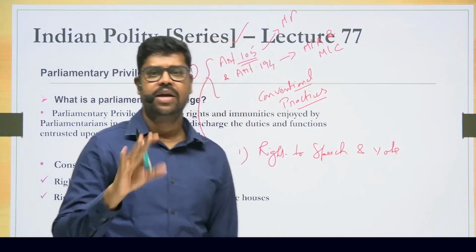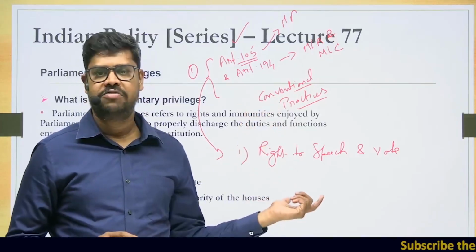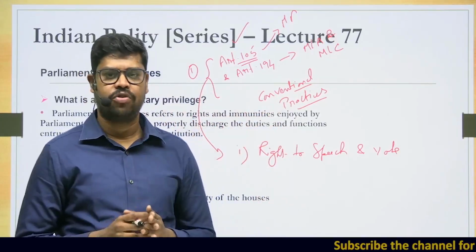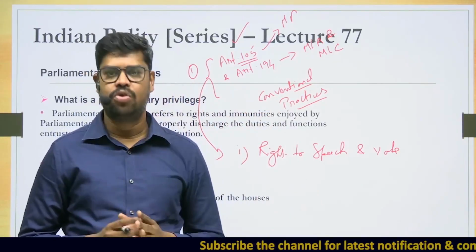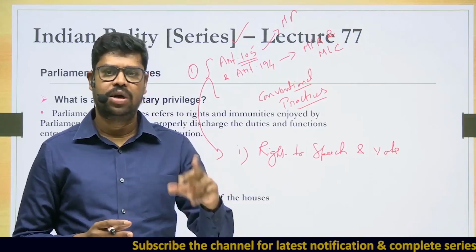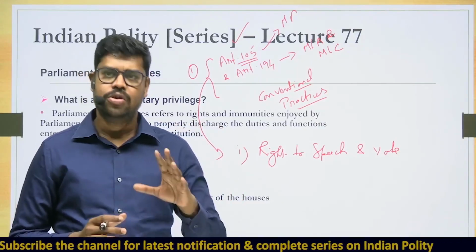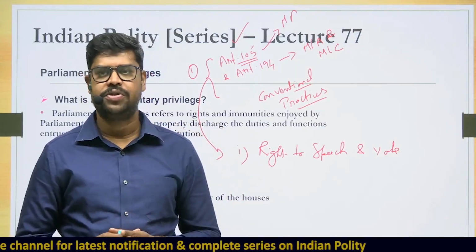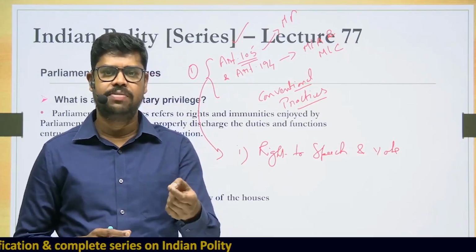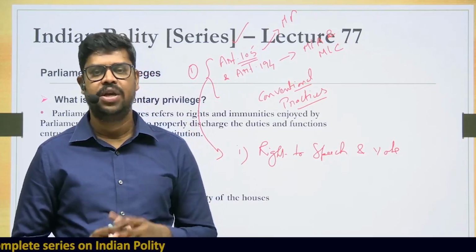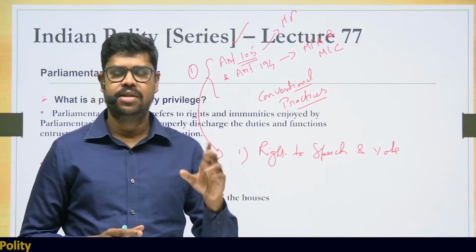It is categorically saying that no member of parliament under article 105 and no member of state legislature under article 194 of the constitution shall be liable to be punished or prosecuted in a court of law for whatever they have said and whatever vote they have given in the houses of the parliament and state legislature. So they have the right to freedom of speech. In other words, no member of parliament can be questioned in a court of law or punished by the court just because he has criticized the minister or the government. That is not possible.